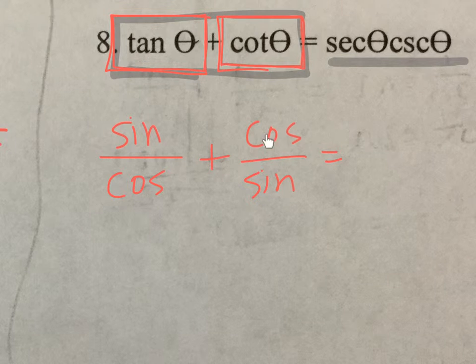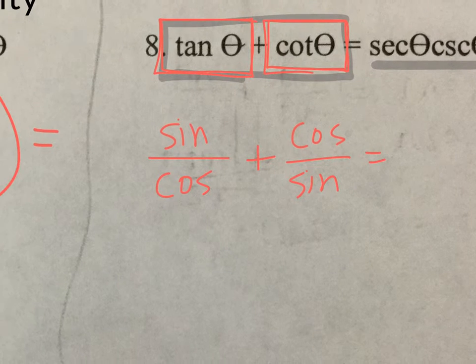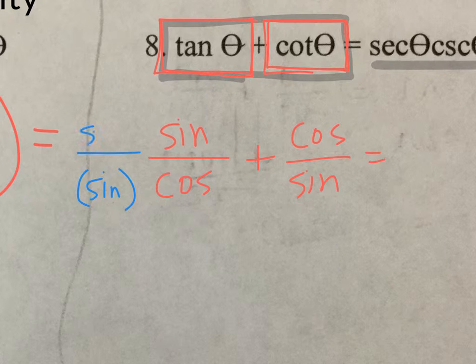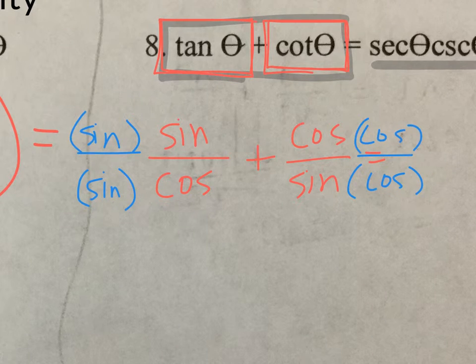Now I have, once again, a fraction plus a fraction, but now I don't have the same denominators. We learned in junior high that if you want to add two fractions together, they have to have the same denominator. So the least common denominator is what we need to get. On the left side, I multiply by sine over sine, and on the right side, I multiply by cosine over cosine. I am multiplying both things by 1, so mathematically speaking, I'm not actually changing anything. I'm just making it look different than it did a second ago, but the math says it's still the same.